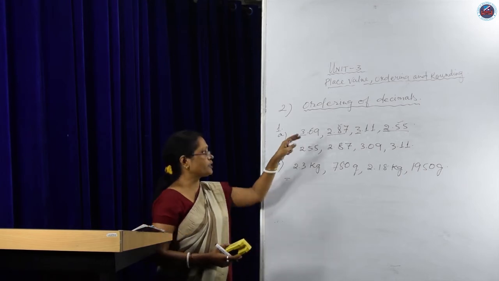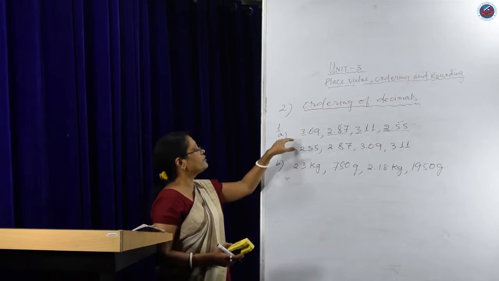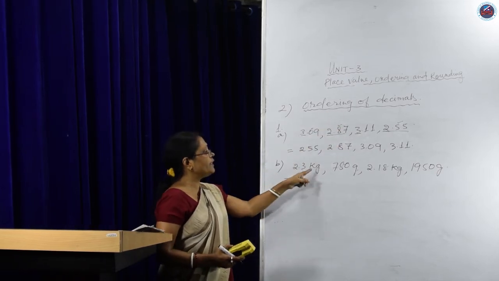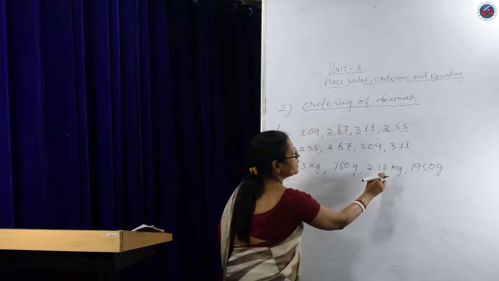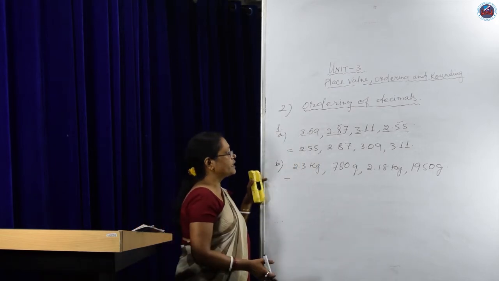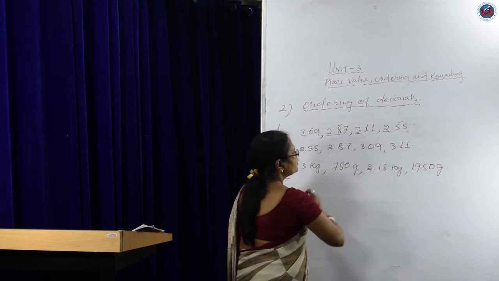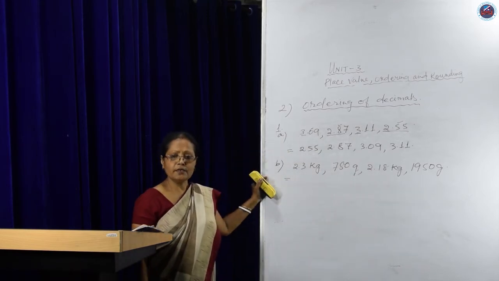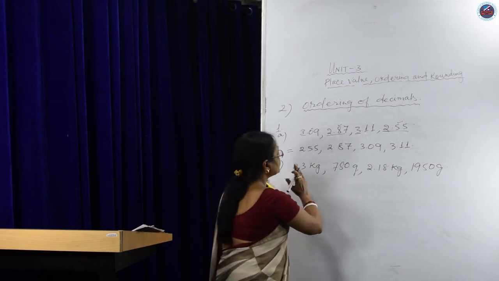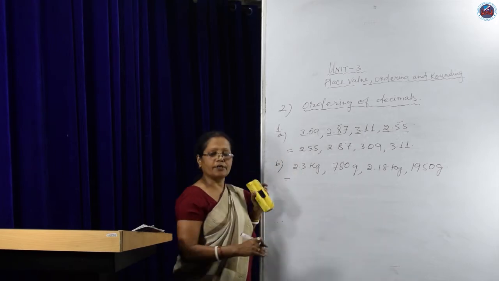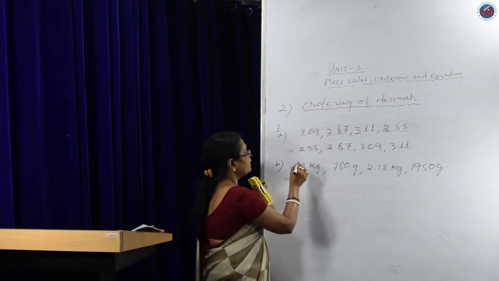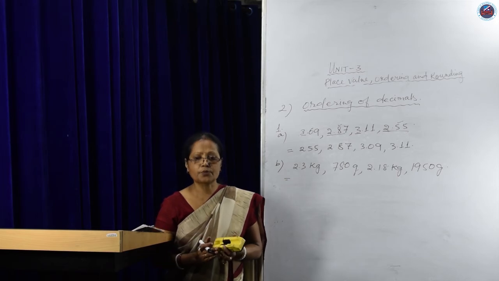So what is the difference between the first and second sum? In the first sum it is just a pure decimal number, but here you see the unit is given: kg, gram, kg, gram. So in this case you have to convert all the units into a similar unit. All the units have to be the same. Either you convert everything into kg or you convert it into gram. It is always convenient to convert the bigger unit into the smaller unit.